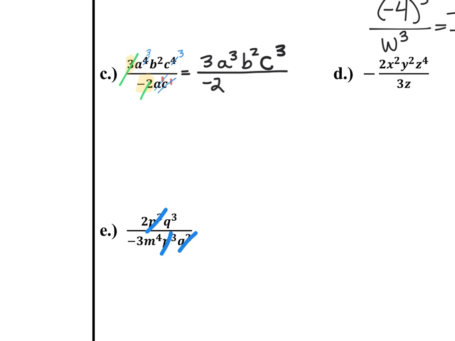There's 2 Q's in the bottom, 3 in the top, so it becomes Q to the 1st on the top. M to the 4th needs to stay on the bottom. You can make this Q to the 1st or just Q. It means the same thing. So there should be no more P's. And you can put the negative on the top or the bottom or the middle. It doesn't matter. Usually it looks a little bit better to put it in the middle.